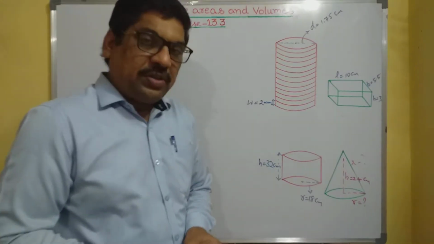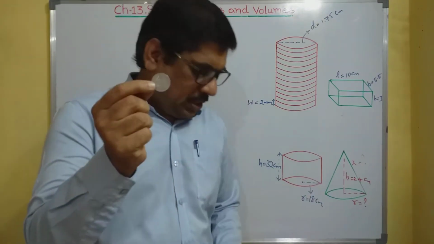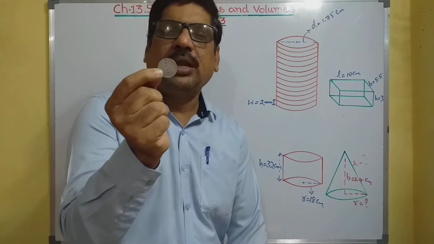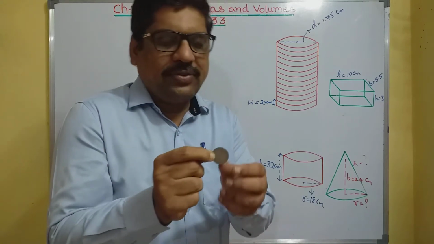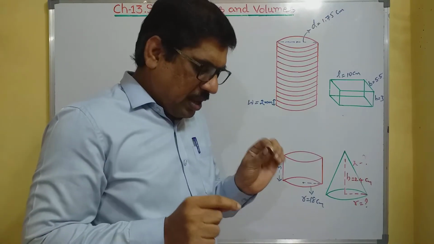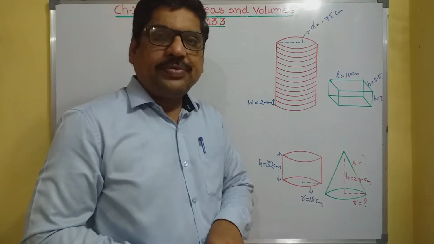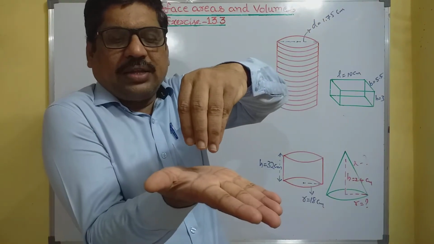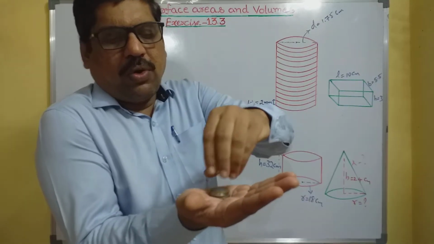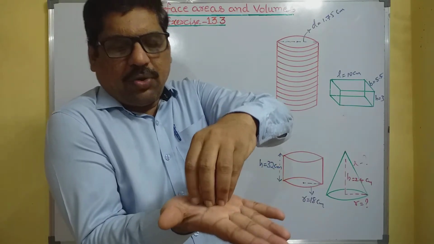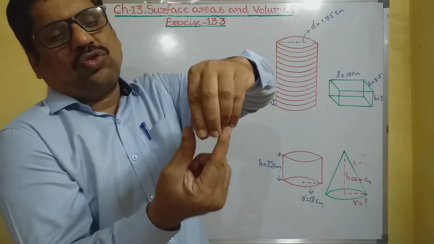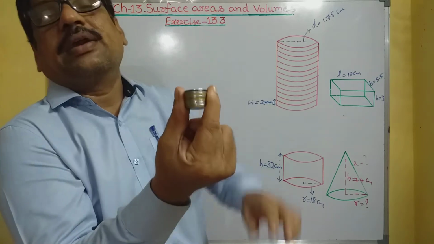Now look at this, each coin's diameter is given as 1.75 centimeters. It is approximately like that only, and the thickness is 2 millimeters. And see here, if you keep coins like this, 1, 2, 3, 4, 5, if you keep many coins, you will get a cylindrical shape. All these coins will form a cylinder.